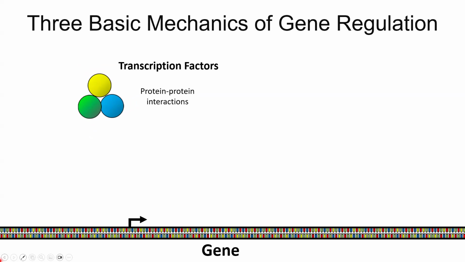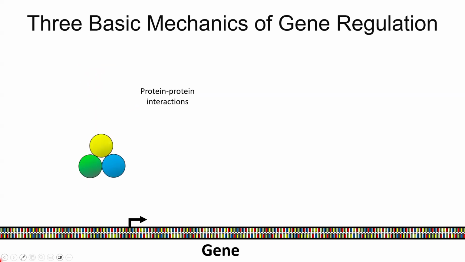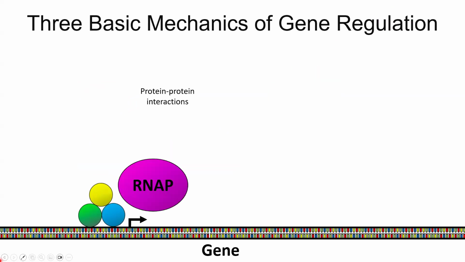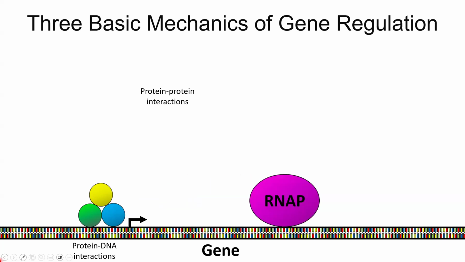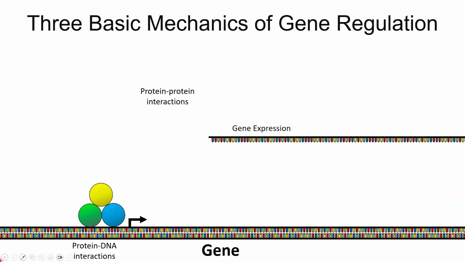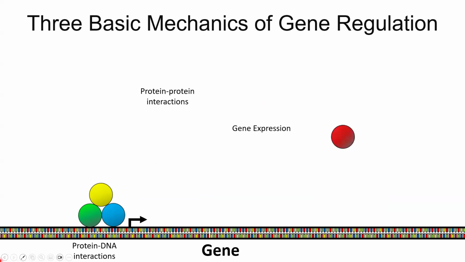These protein complexes aren't just floating around the cell. Instead, they come and they bind upstream of the gene through protein DNA interactions. They bind through the promoter region and recruit RNA polymerase. RNA polymerase then goes along the gene and creates an mRNA product, or gene expression. This mRNA is further translated into a protein, and this protein may recruit other proteins to form a separate complex. This goes off to regulate other genes.